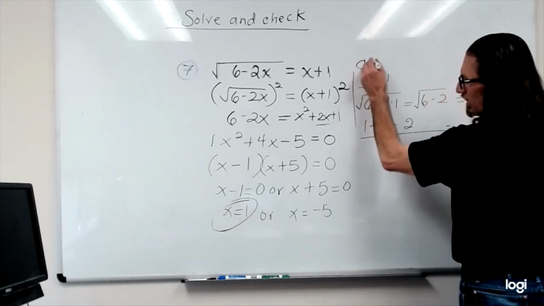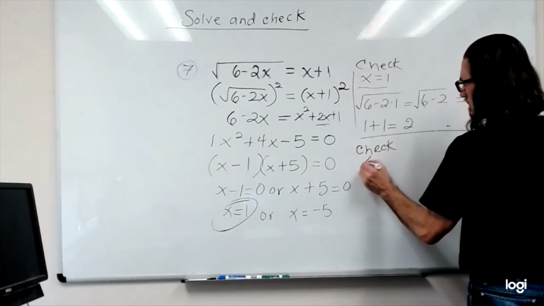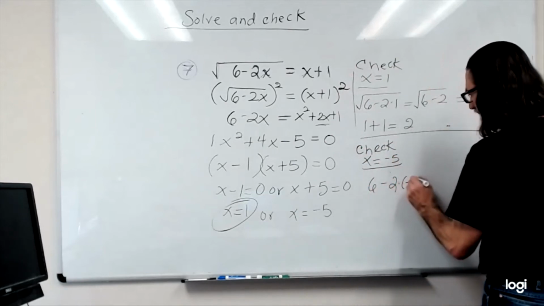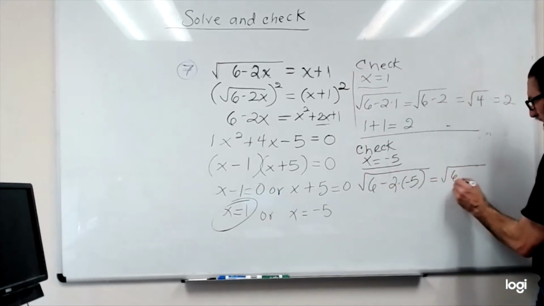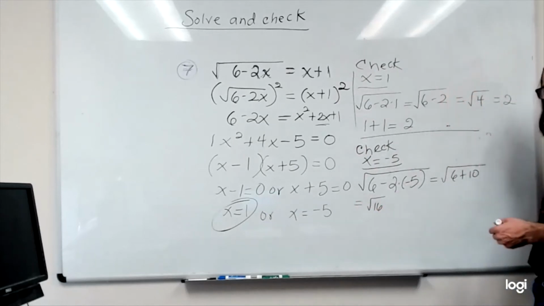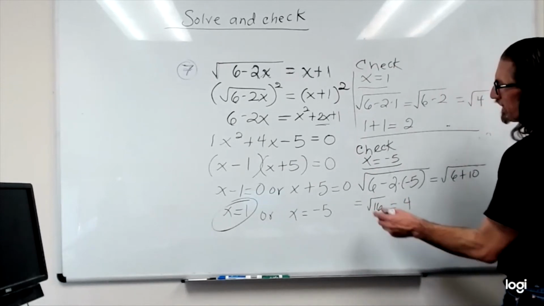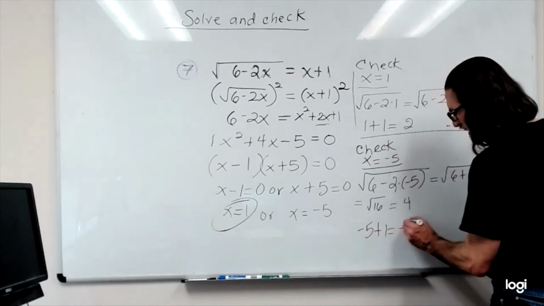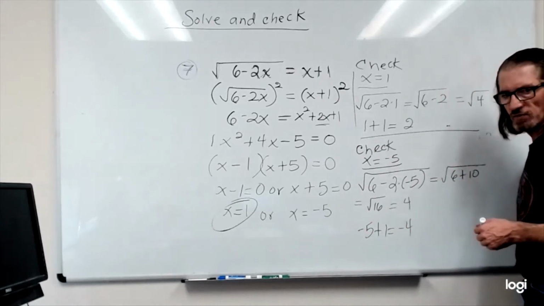Now check x equals -5. 6 minus 2 times -5, take the square root of all of that. We're going to have 6 plus 10, so square root of 16, which is 4. Whereas when we plug it in on the right-hand side, we get -5 plus 1 is -4. Those are not the same. So x equals -5 does not check.